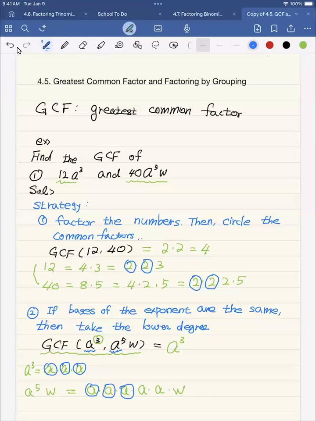After we go through this process, we can conclude the problem. GCF of 12a cubed and 40a to the fifth power w comes from the multiplication of the GCF of numbers and characters. So that becomes 4 times a cubed.